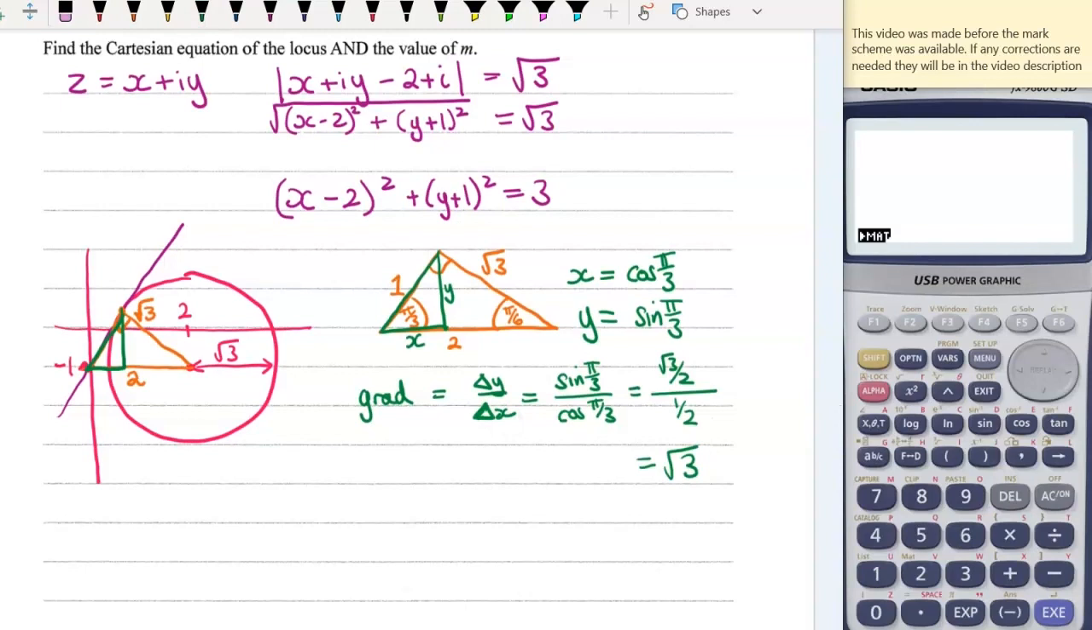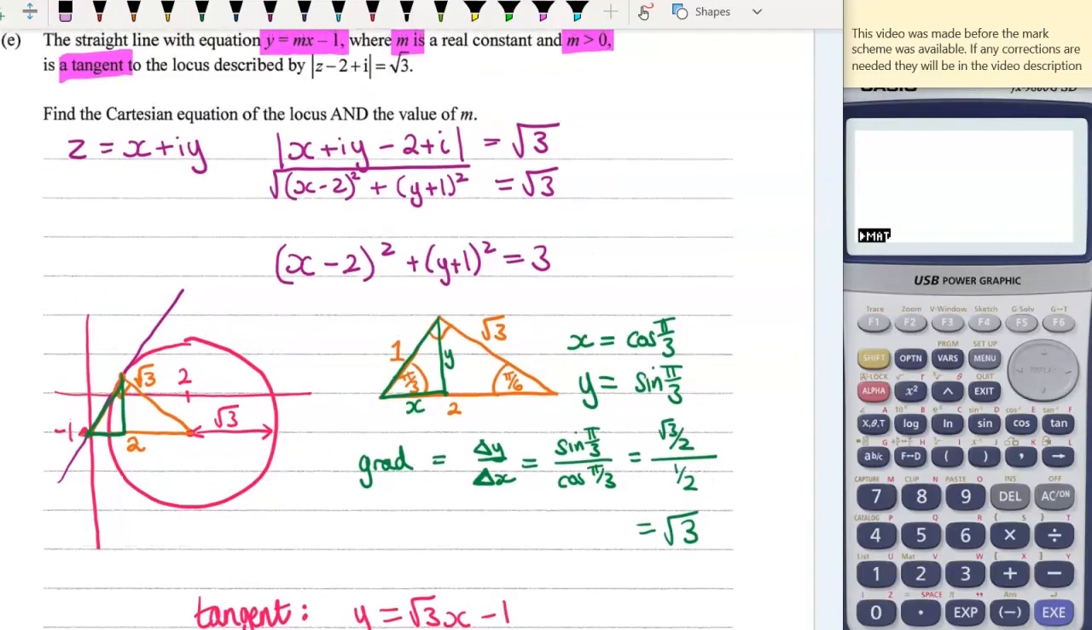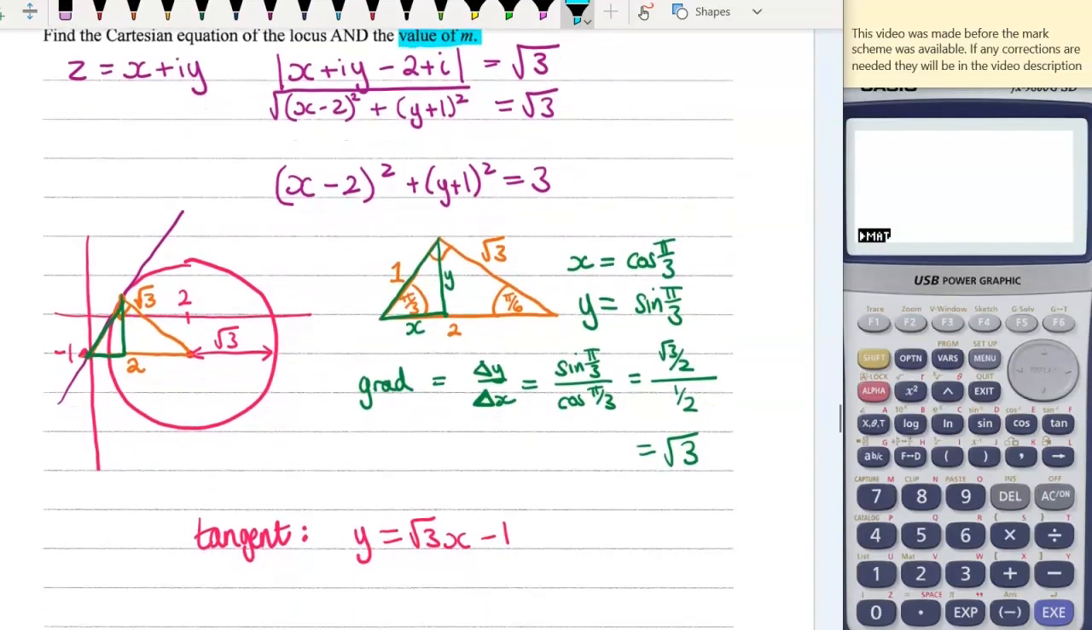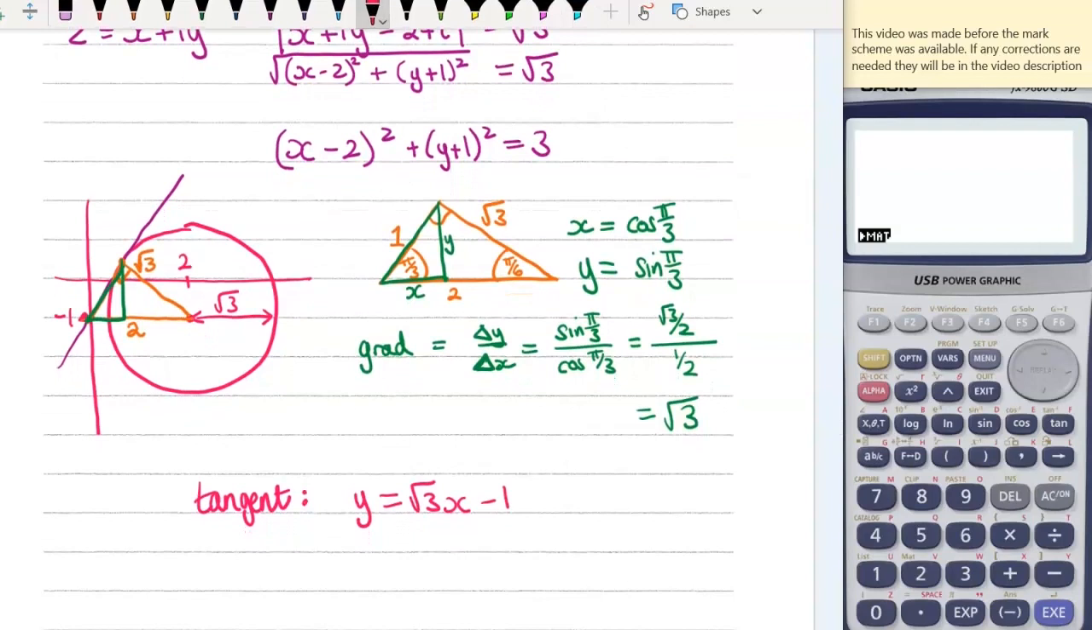So then back to our final thing, putting that all together, the tangent equation is y equals that gradient, √3, x minus 1. So final thing, find the value of m. m equals √3.